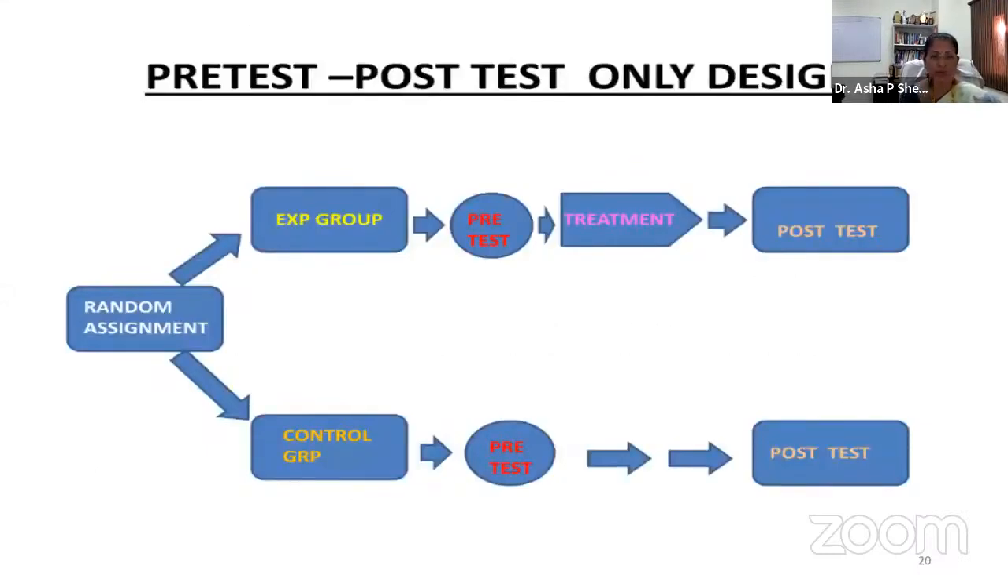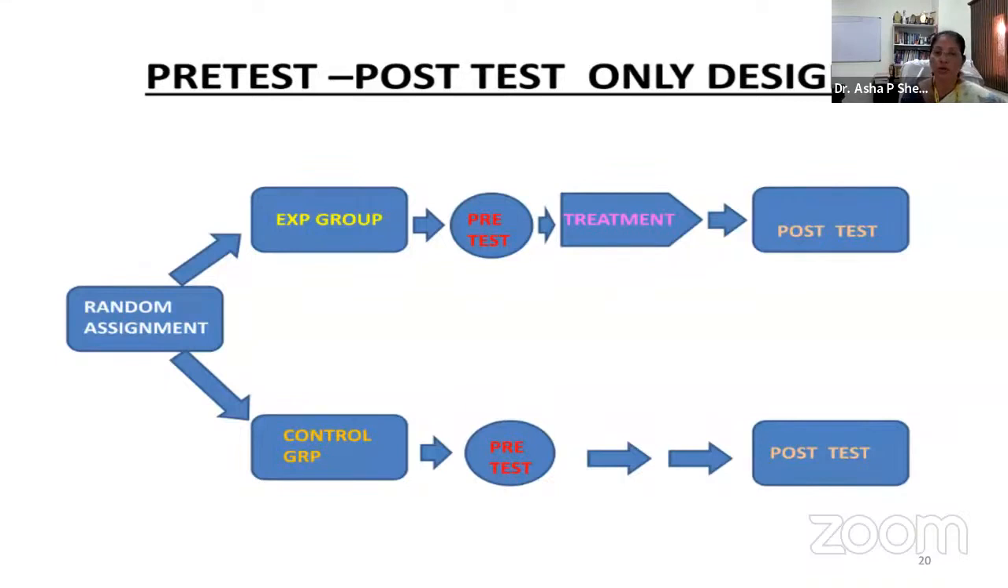Here, there is random assignment of the subjects to the experimental group as well as the control group. We are doing the pre-test here, which was not there in the post-test only design. Then the intervention or the treatment is given to the experimental group and the post-test is carried out in both the groups, and then that will be compared. This will tell us whether the difference occurring in the groups is because of the intervention or not, because of the control.